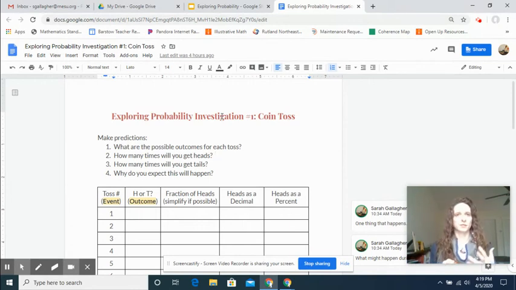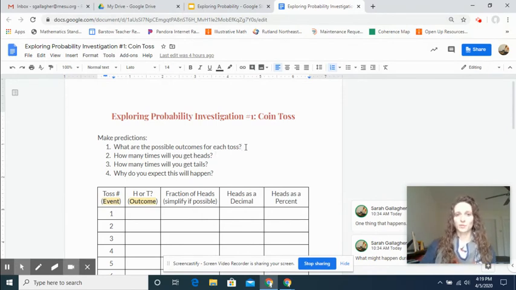Before you toss, you're going to make some predictions. After you toss, you're going to answer a few questions, and then you're going to toss it 10 more times and answer a few more questions. So first, what are the possible outcomes for each toss? You'd have to think, if I toss this coin, what could I get? An outcome is what could happen. So if I toss it, what could happen? You want to fill in that right there.